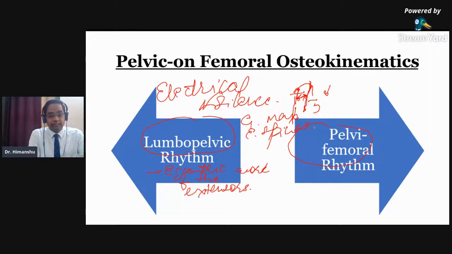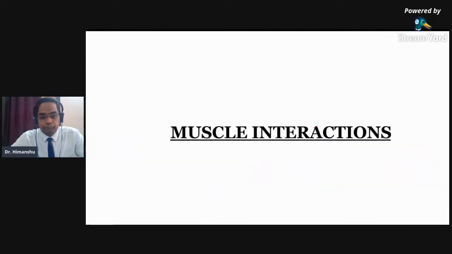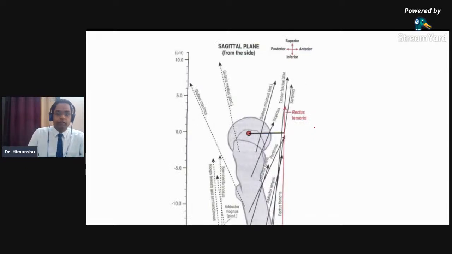Okay, and there is one other thing that we'll be talking about when I tell you about the forces. That is a unilateral stance pelvic motion, or unilateral stance closed chain movement, that we'll discuss. Okay, now we'll be talking about the muscle actions.